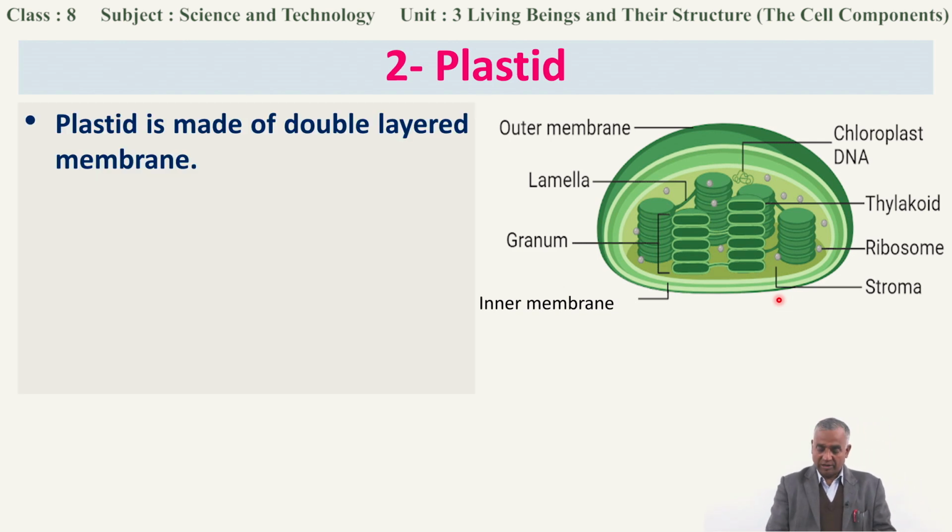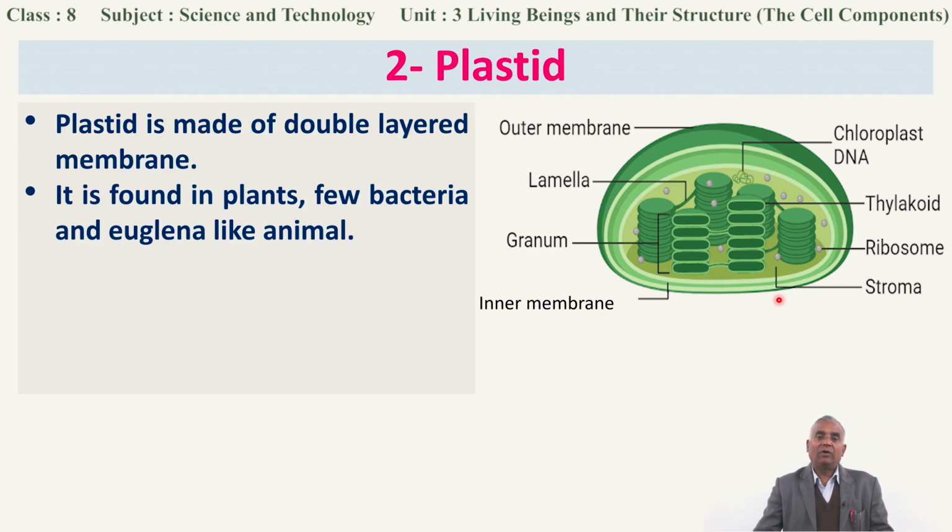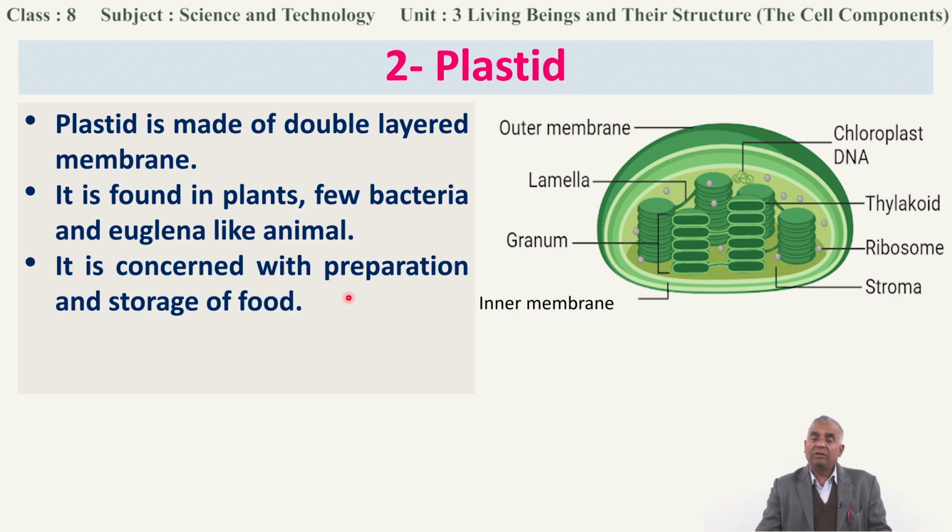Plastid is made of double layered membrane. It is found in plants, few bacteria, and euglena-like animal also. In animal also plastid is found, but they are just exceptional case. Euglena, a protozoan, you have studied about. It is concerned with preparation and storage of food. It prepares food, that is chloroplast, and it is stored also in the cell by leucoplast. Chromoplast also support in different ways.